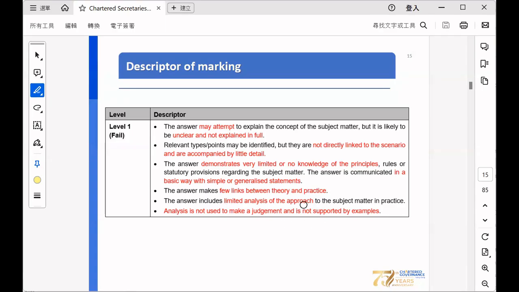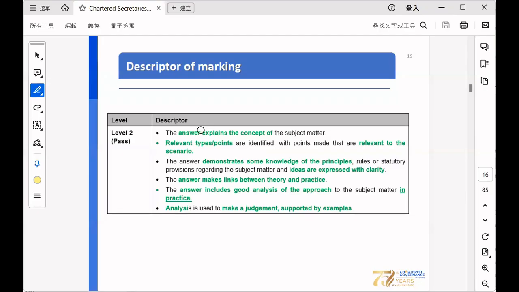Limited analysis means there's just no analysis, you just simply state the points. The examiners are not very happy to see that. And a general statement not supported with examples, there's no justification for that. That is the problem.